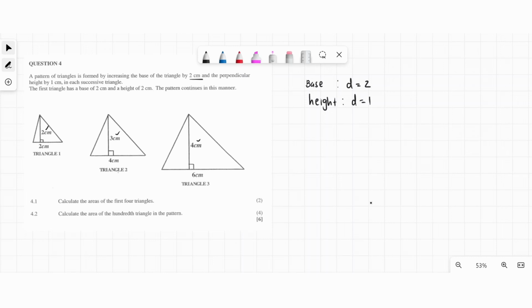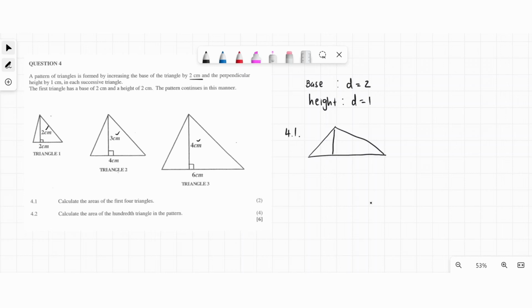Then they say the first triangle has a base of 2 and a height of 2, and the pattern continues in this manner. As you see, we have the first triangle, second triangle, and the third triangle. So the first question, 4.1. It says calculate the area of the first 4 triangles. We have the first 3. So let me create the 4th triangle, right?